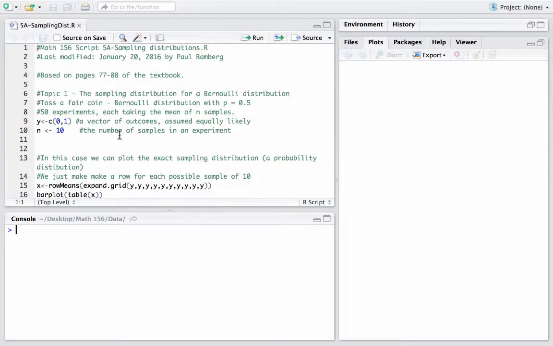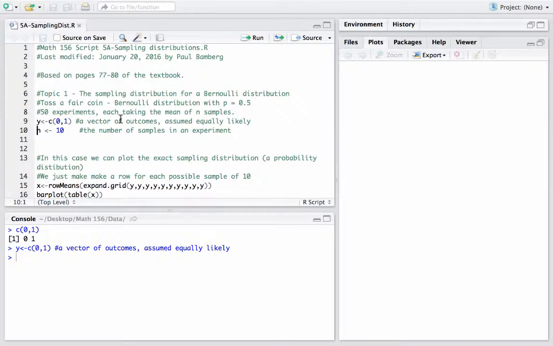First we're going to be discussing the sampling distribution of a Bernoulli distribution. In this case we're talking about tossing a fair coin. We're going to call heads a success and tails a failure. So you have a 50% chance of getting 0, failure, and a 50% chance of getting 1, success. So these are all of our possible outcomes for a single trial. 0 and 1 each occurs once because they're equally likely.